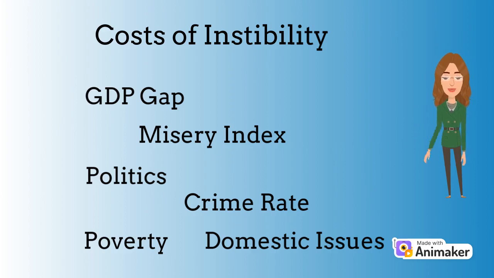Economic stability adds to the political stability of the country because people tend to become dissatisfied and vote incumbents out of office in times of economic instability. Recession, inflation, and unemployment can lead to higher crime, higher poverty, and more domestic problems.